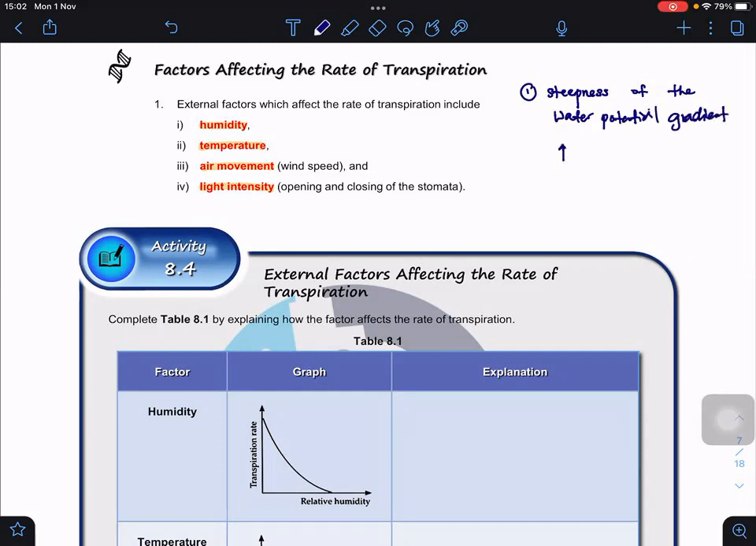Okay, the higher the steepness, the higher the rate of transpiration. Are you clear? Always remember. So which one applies? Humidity, yes. Air movement, yes. These two always link with the steepness of the water potential gradient. Temperature always link it with the kinetic energy. Light intensity, we link it with the opening of the stomata.